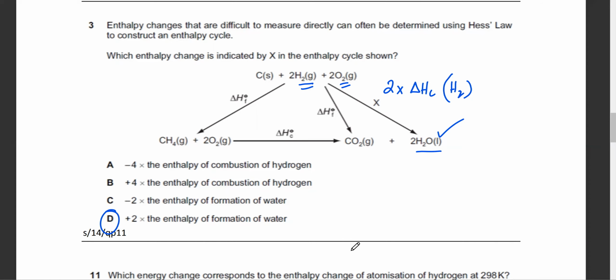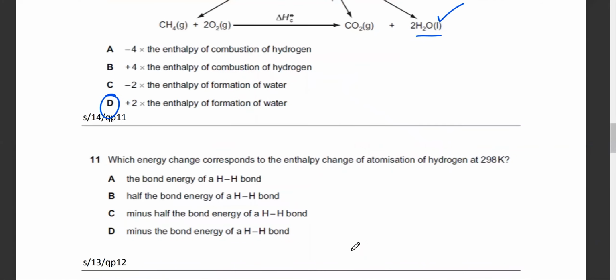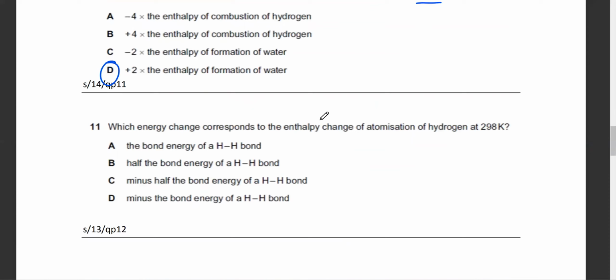Yes. So next one is, which energy change corresponds to the enthalpy change of atomization of hydrogen? So what is atomization of hydrogen? 1 mole of hydrogen has to be atomized from its constituent element, which is H2, which is gaseous. The element must be in its standard state. So the energy change, and remember I told you about atomization when we were doing this.